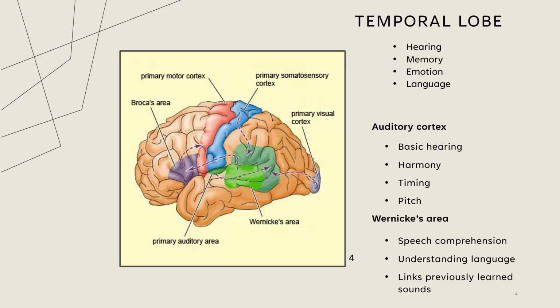Then you see to the right of that is Wernicke's area, and this is where the higher level processing of those sounds and their characteristics happens. So when we're listening to someone speak, we're not just hearing the pitch and the timing and the harmony and the general characteristics of the speech. We're comprehending this as language with our vocabulary and our memory and the things that we know. So it takes the basic characteristics of the speech and combines it with all of those things so that we're comprehending it. This is where we understand language and we link our previously learned sounds to what we're experiencing now.